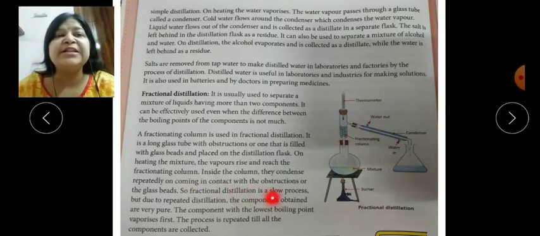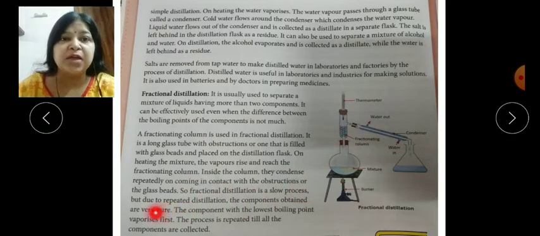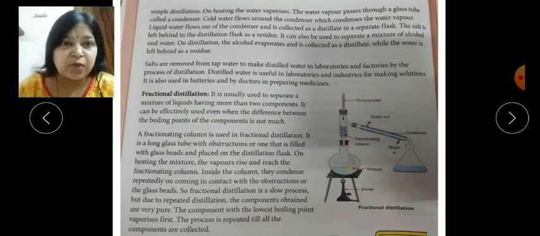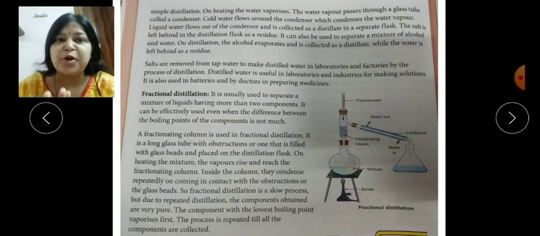So this is a slow process, a repeated diffusion, meaning slowly we have to remove all. I will explain how. But the main important thing you should remember: the component with the lowest boiling point vaporizes first. What is the meaning of this?